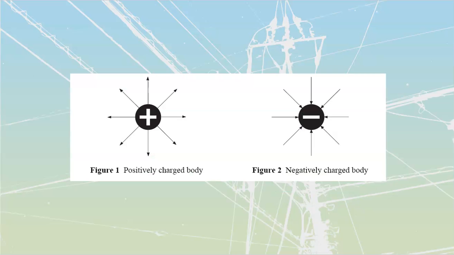An electric field is going to be a three-dimensional region. In other words, it exists all the way around something, and it is within the region that an electric charge is acted upon by an electric force.